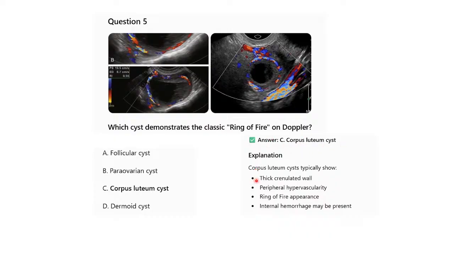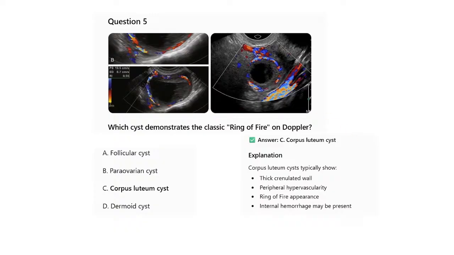Explanation: corpus luteum cysts typically show thick crenulated walls, and on color Doppler, peripheral hypervascularity and a ring of fire. Internal hemorrhage may also be present. Let's put color there. So you see on color Doppler, this is the carotid. Look at what is happening there in the bulb. This is a bulb there, there's a bulge there, characteristic of a corpus luteum cyst.